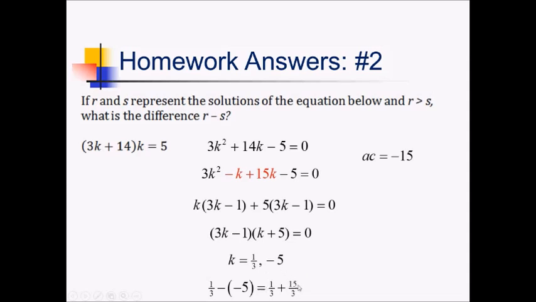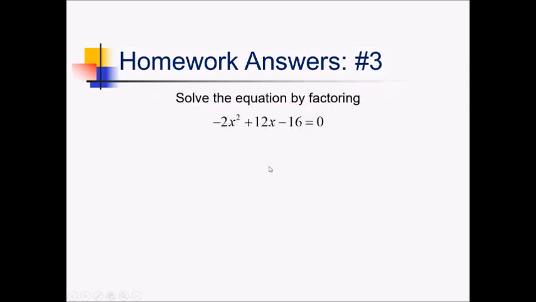1/3 plus 15/3 gives us a grand total of 16 over 3, or 5 and 1/3 if you wanted. To solve by factoring on this one, I need the equation with 0 on one side, and it looks like I've got that. I've also got things in decreasing order of exponents, so this is good. All I have to do at this point is factor and set each factor equal to 0.